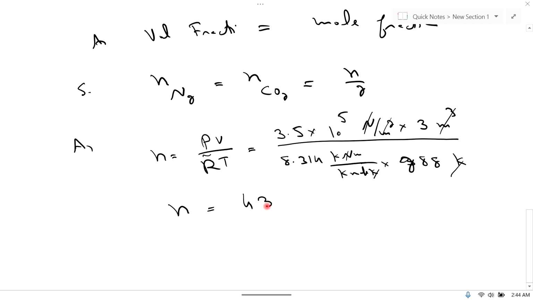438.51, and this kilo is cancelled with kilo. So this mole is in double division, 4.51 mole. This is the number of moles.